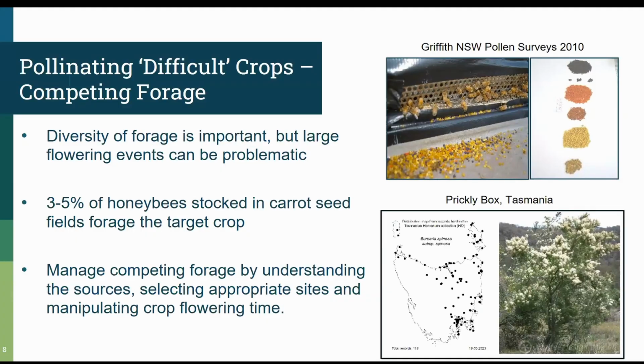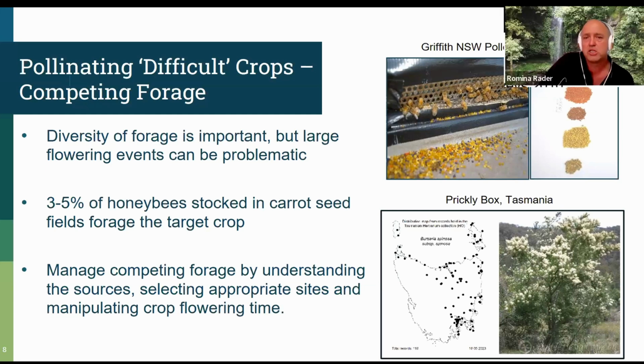So we put a lot of effort into making sure that while we need a diversity of forage, and it's really important and we want that, we try to avoid large flowering events that are going to be problematic. A really nice example of one in Tasmania is prickly box. It's a native species that is a really strong nectar flow. Beekeepers produce a lot of honey off it. But if we have a carrot crop flowering near it, we pretty much have no chance to pollinate the carrot crop. Bees will leave the crop and focus on the prickly box.